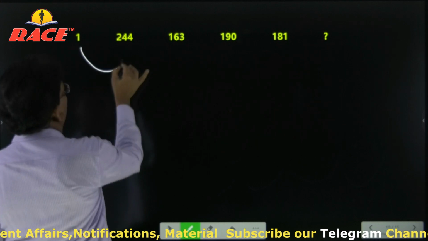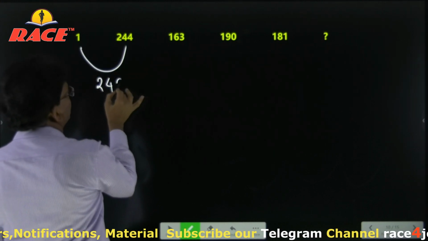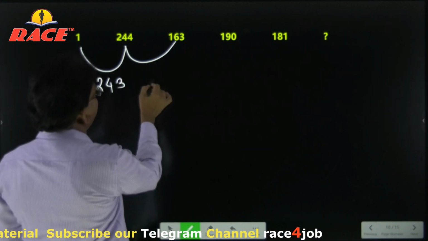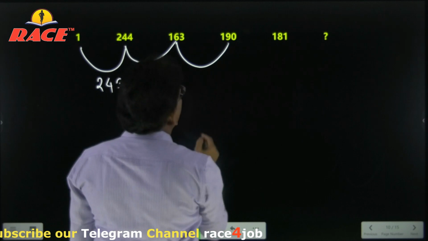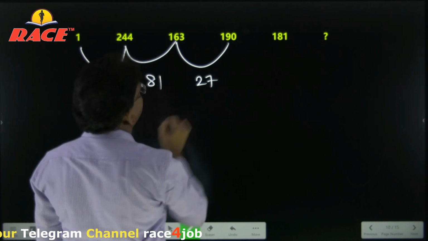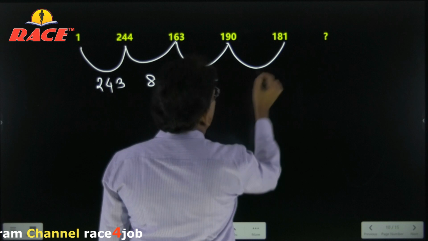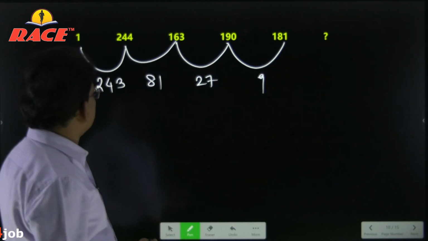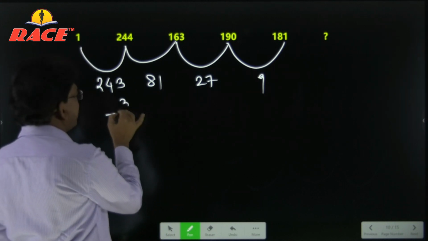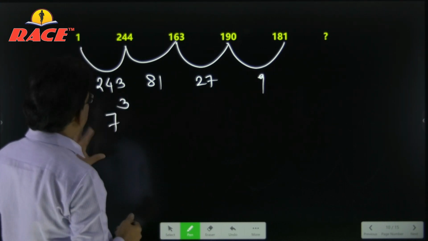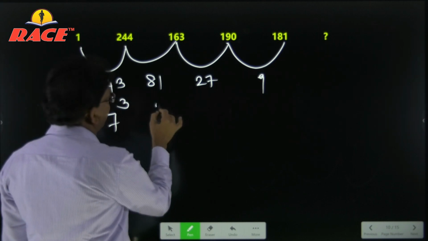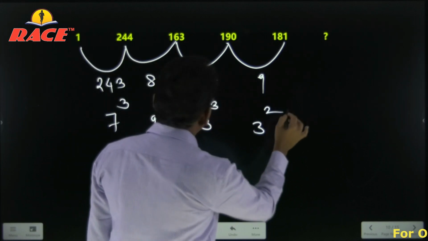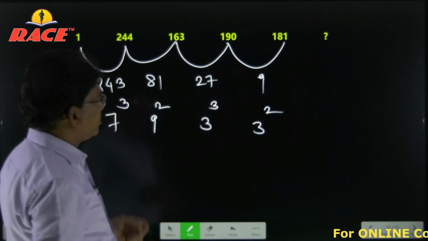What is the difference between 1 and 244? 243. Then 244 and 163: 81. 163 and 190: this is 27. 190 and 181: this is 9. These are the differences, and they are known numbers. 243 is 3 to the power 5, whatever comes to my mind I will write. 81 is 9 square, 27 is 3 cube, 9 is 3 square. But 7 cube, 9 square, 3 cube: there is no order.